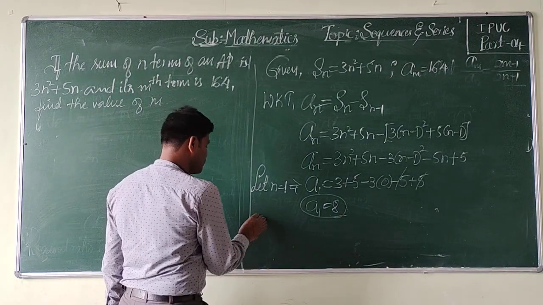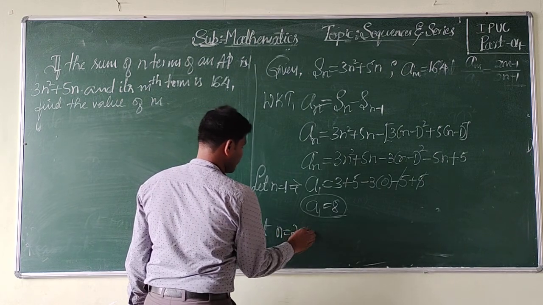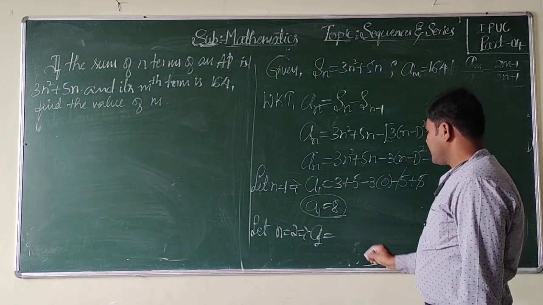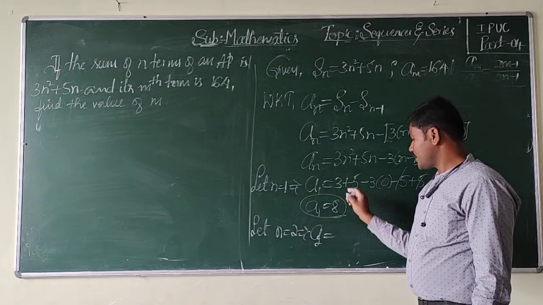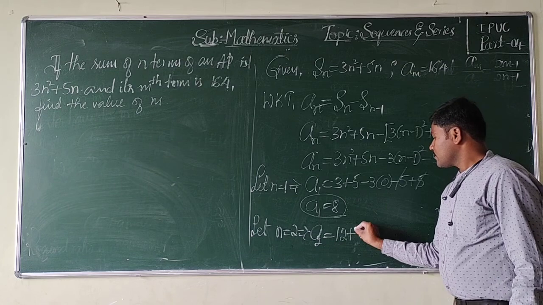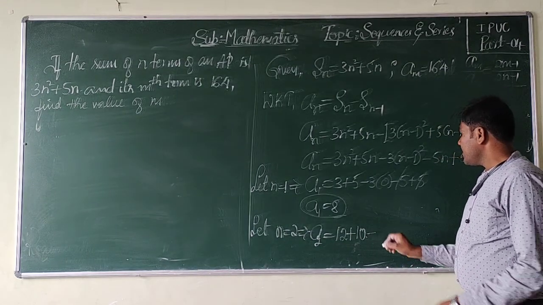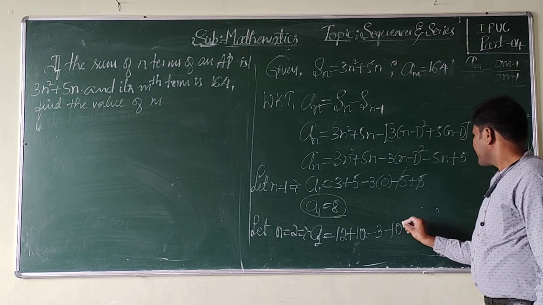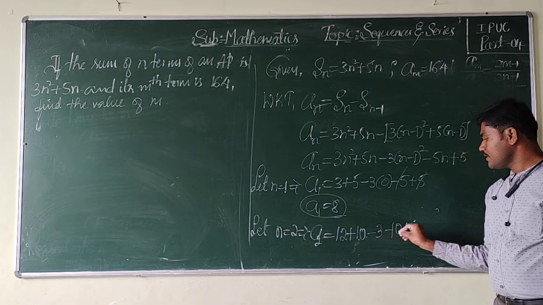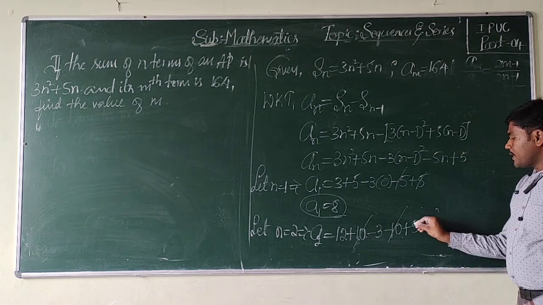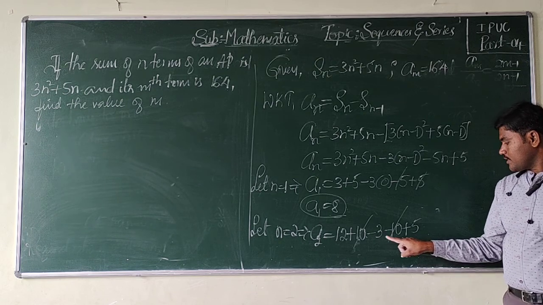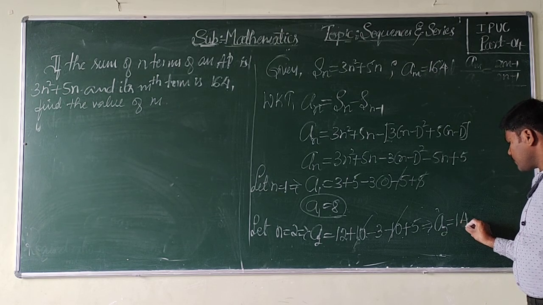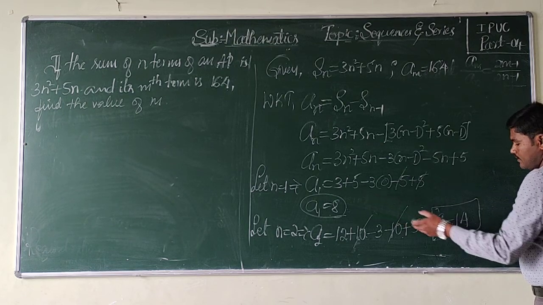Next, similarly, let n is equal to 2. The second term an becomes a2. a2 is equal to 3 into 2 square, that is 4, 3 into 4 is 12, plus 10, minus 3 into 2 minus 1, that is 1, 3 into 1 square, minus 5 into 1, which is 3 plus 5. Again, see here, plus 10 minus 10 cancels out. 5 minus 3 is 2. 12 plus 2 is equal to 14. First term is 8, second term is 14.